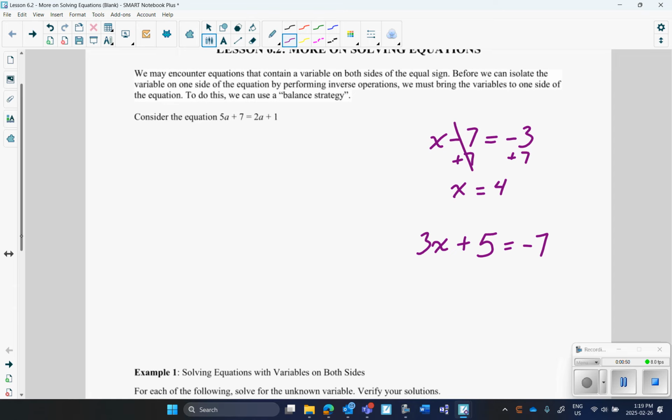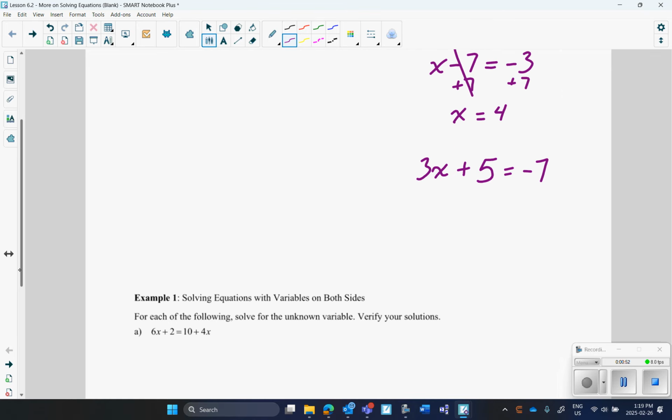Here's two-step equations. You have to do two things to get x by itself. What would you do first? Subtract 5. What does the equation look like? 3x equals, now, some of you guys are still having trouble with this, -7 minus 5, because you see two negatives and you think it's going to be a positive. If you add two negatives together, there's no way it can be positive. If you multiply, it's positive. It's not positive. -12, got it.